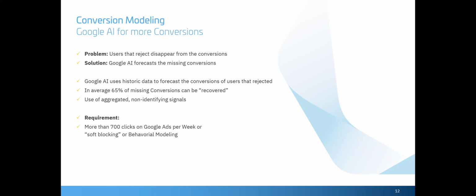The requirement for this is you need to have a Google AdWords account, or Google Ads, and you need to have 700 clicks per week. So if you have 700 clicks per week, this modeling will happen. The alternative is you need to use soft blocking, so not hard blocking, or you need to have the behavioral modeling. One of these three things, and you get the conversion modeling. So for most advertisers, 700 clicks a week, so that's 100 clicks per day, I would say is a normal advertising account, so it should be fairly possible to reach this amount.